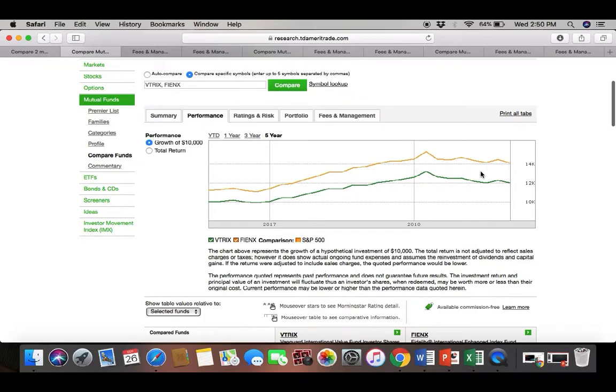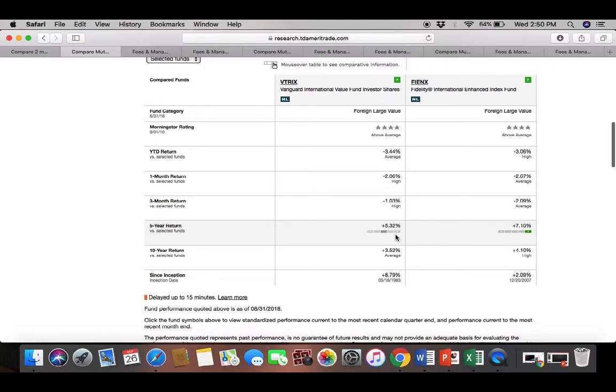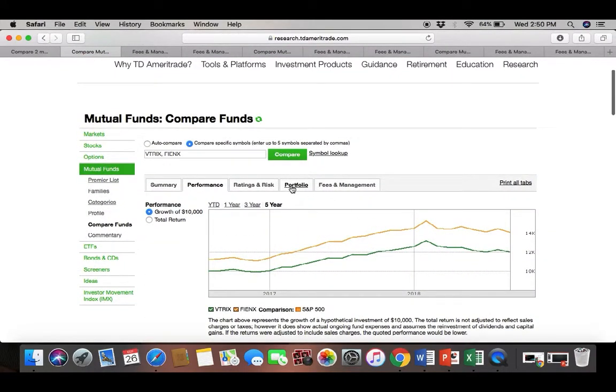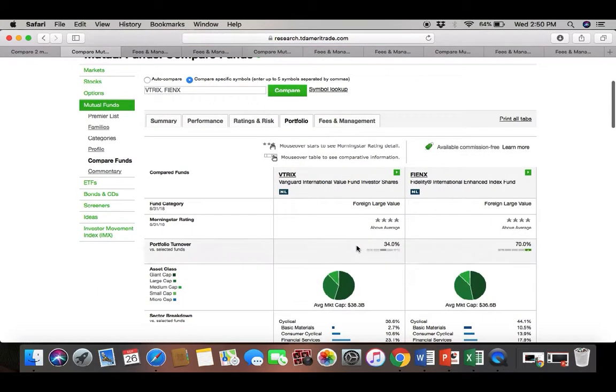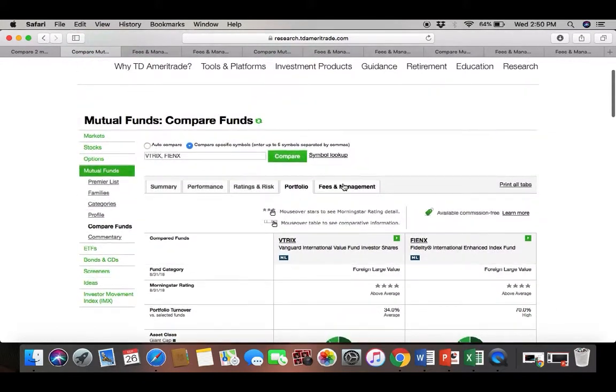Looking at the 5-year period, Fidelity is a little higher, but they both are pretty consistent in what they do. For the 5-year return, Vanguard is at about 5%, while Fidelity is at about 7%. For portfolio turnover, we're looking at about 34% for Vanguard and 70% for Fidelity.